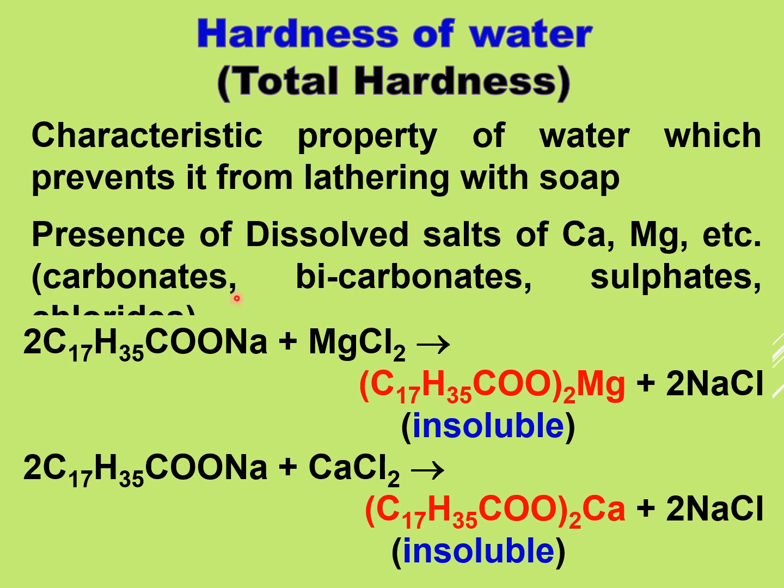When this soap reacts with, let us say, magnesium chloride, the sodium will be removed and magnesium will come and sit here. You get magnesium stearate, that is insoluble, and it will precipitate out. Similarly, if calcium chloride or calcium salts are present, calcium will come and sit here. It will form calcium stearate, that is also insoluble. It will precipitate out, so it will not form a foam. It will not lather.